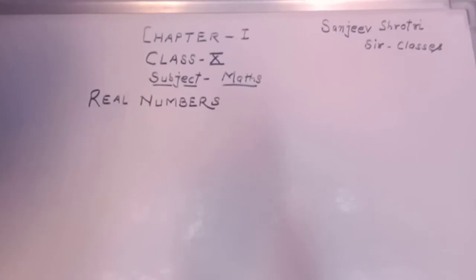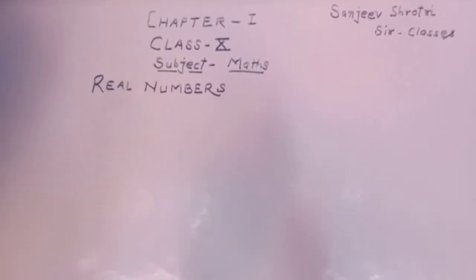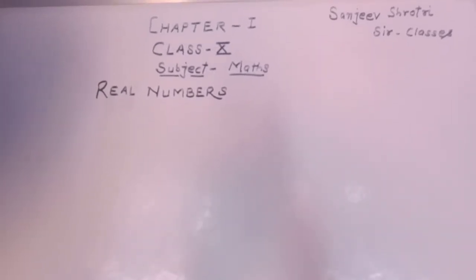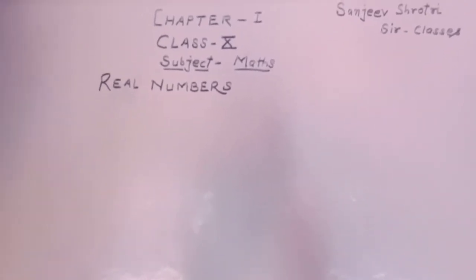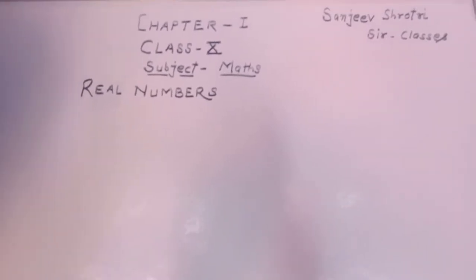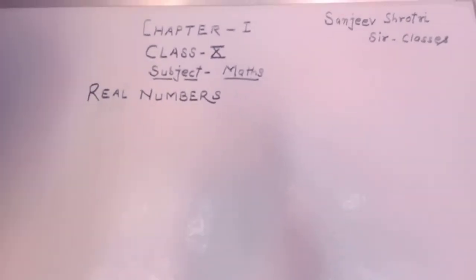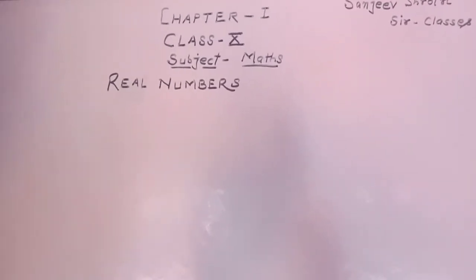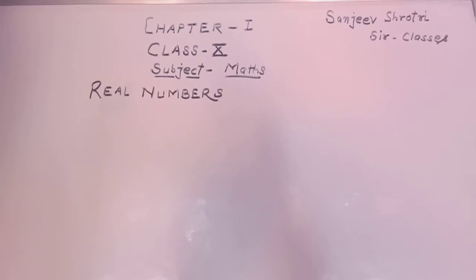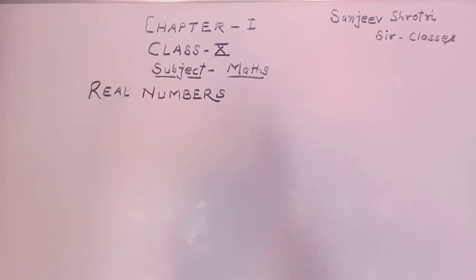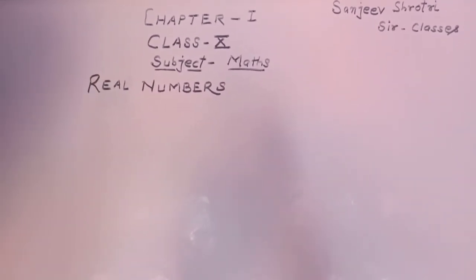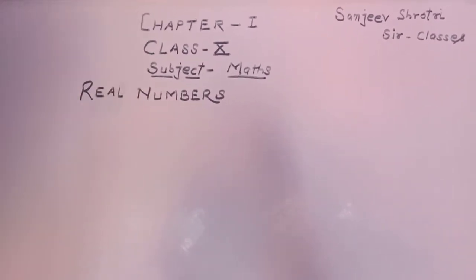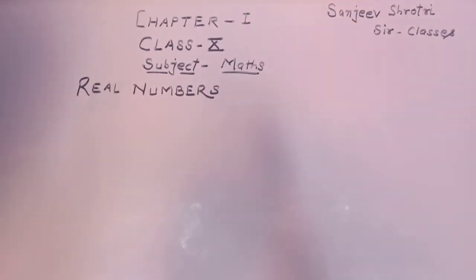Some examples you read in the previous class, such as under root 2, under root 3 and under root 5. These are the irrational numbers. Now we discuss the rational numbers. Rational numbers are those which are written in the form of p upon q, where p and q are integers and q is not equal to 0. This is the rational number.